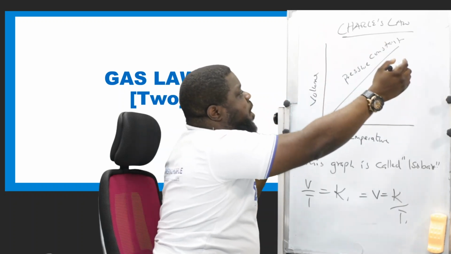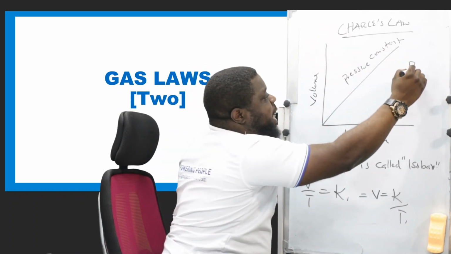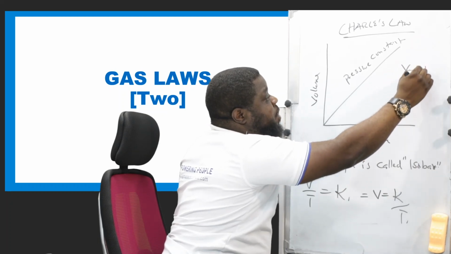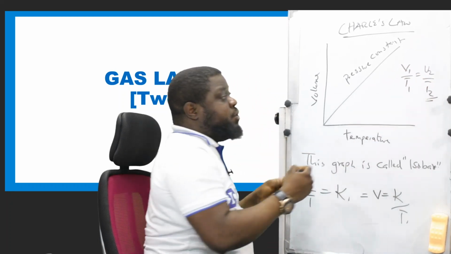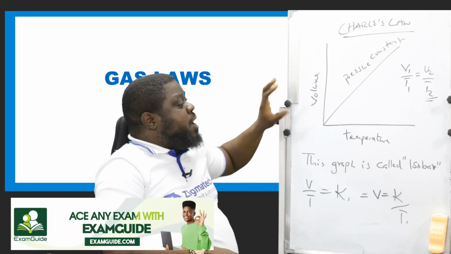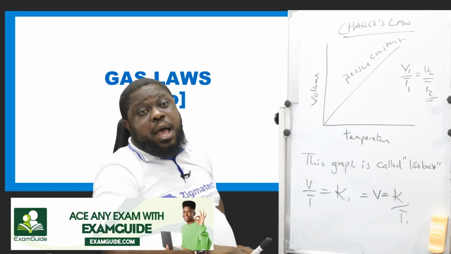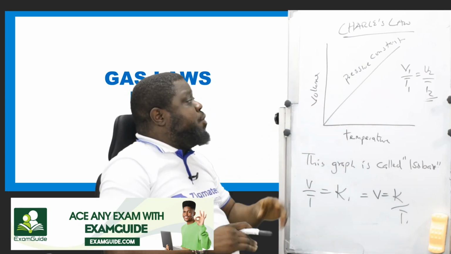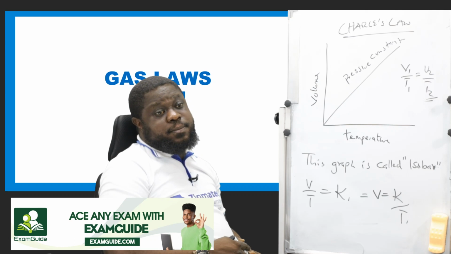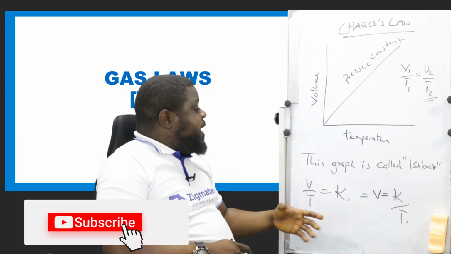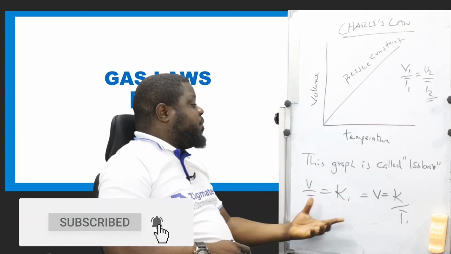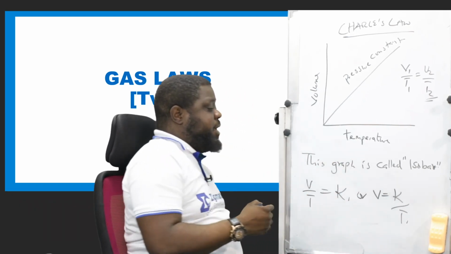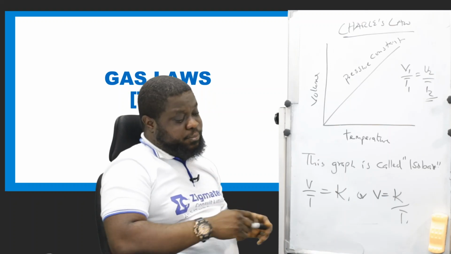We know that Charles' law is V1 all over T1 equals V2 all over T2. So this is the graph of Charles' law, and it's called isobar. As the temperature is increasing, the volume will do what? Increasing. So this is the graphical expression. So the formula you can see is V over T equals K, or V equals K over T.